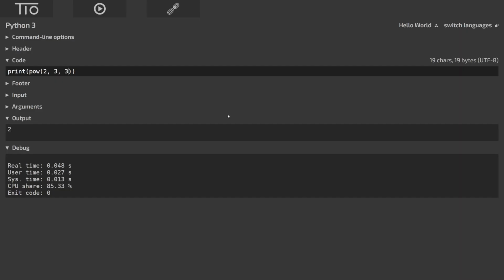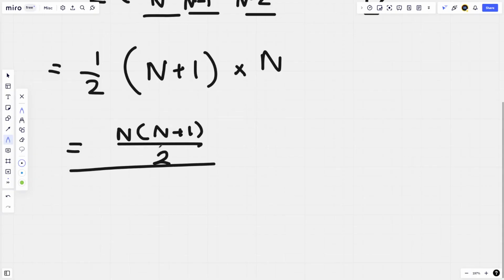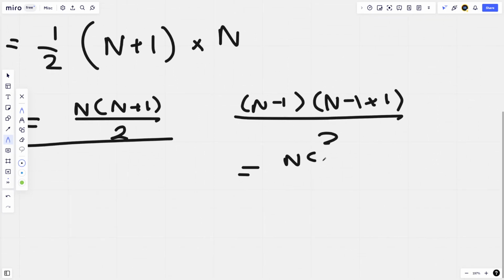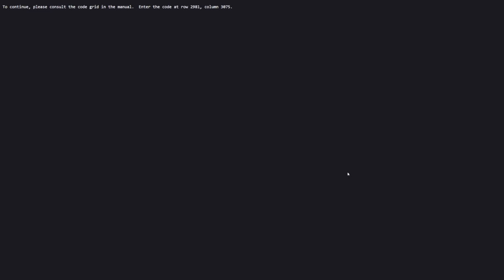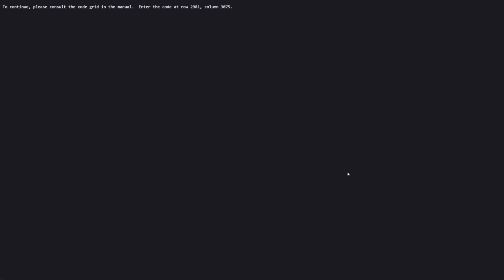So what that means for this problem is that if we're in the nth diagonal, then the number of numbers in all of the diagonals above us is 1 plus 2 plus 3 all the way up to n minus 1. Which would be this formula applied to n minus 1. So it's n minus 1 times n minus 1 plus 1 over 2. In other words, it's n times n minus 1 over 2. So in this case, n is our diagonal number, which we already established was the row number plus the column number minus 1. So r is equal to 2981 and c is equal to 3075.